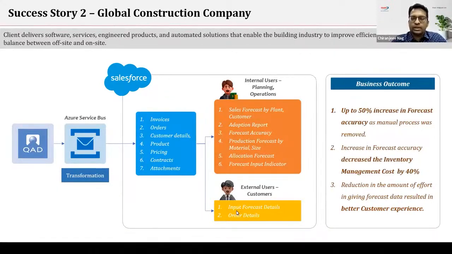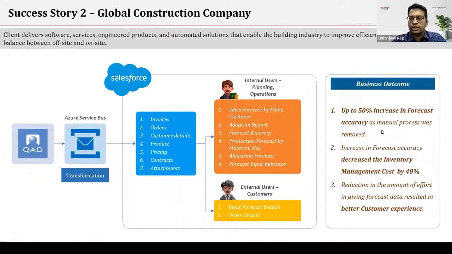The customers can now easily view their past orders, and based on the orders they have placed for every month, they can provide inputs on what they anticipate in the next 12 months. This can be used as a forecast input parameter to come up with the final forecasting report. So this really benefited the production planning team. And as you can see over here, there was up to a 50% increase in the forecast accuracy.